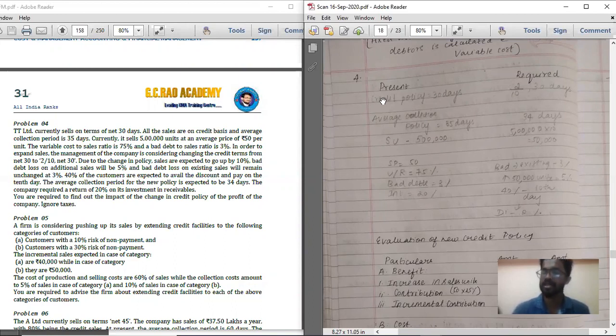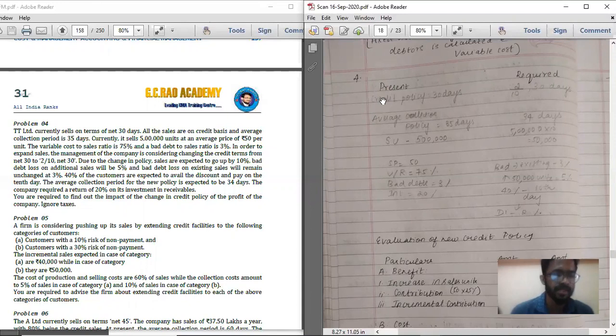So total sales is 2 crores 50 lakhs. And the variable cost to sales ratio is 75%. That is, see, variable cost ratio is 75%. Then contribution ratio is 1 minus variable cost ratio, that is 25%. Contribution ratio is 25%. And bad debt to sales ratio is 3%. That is, whatever the sales value, 3% of that will always go as bad debts, which should be reduced.